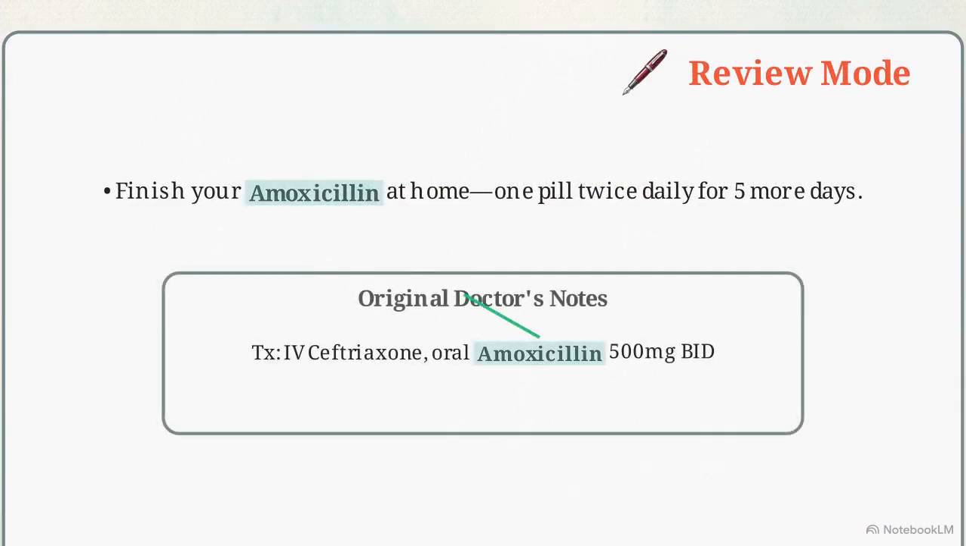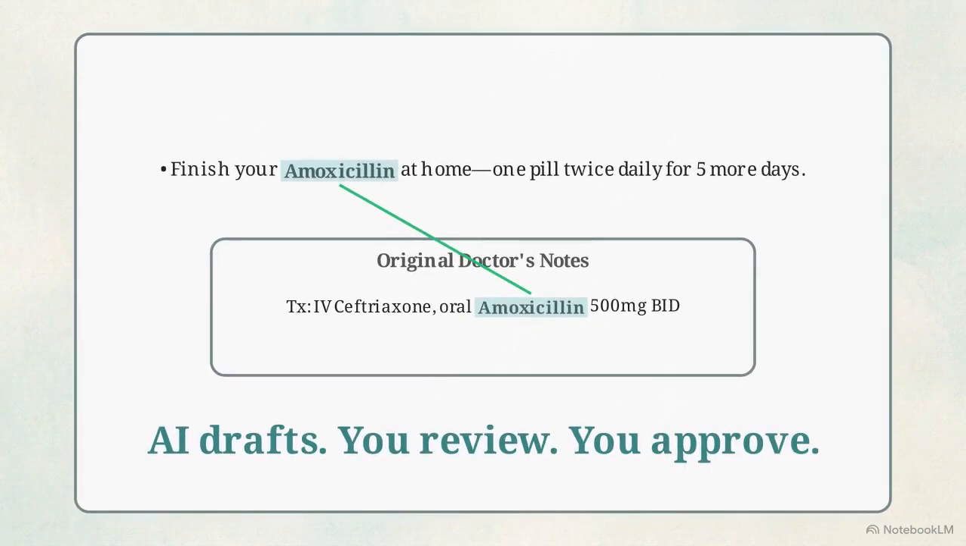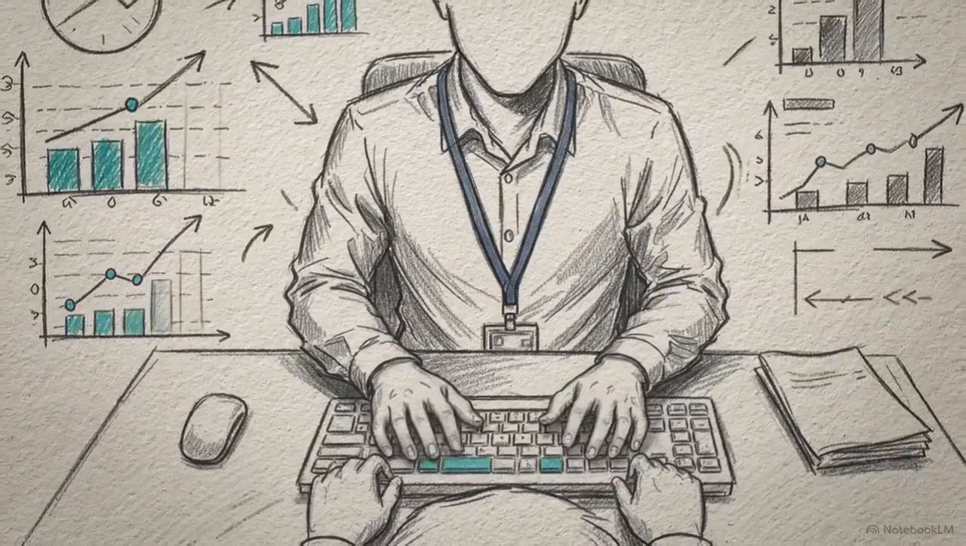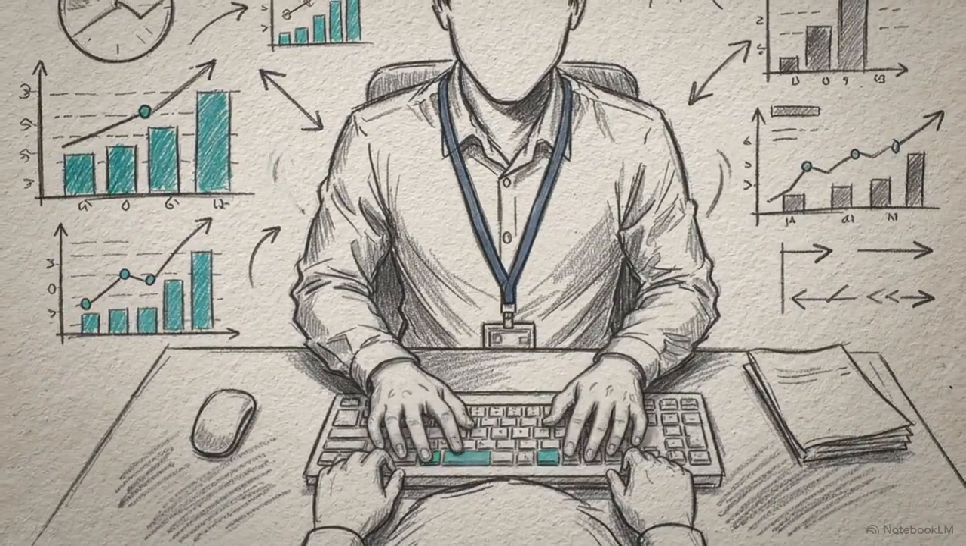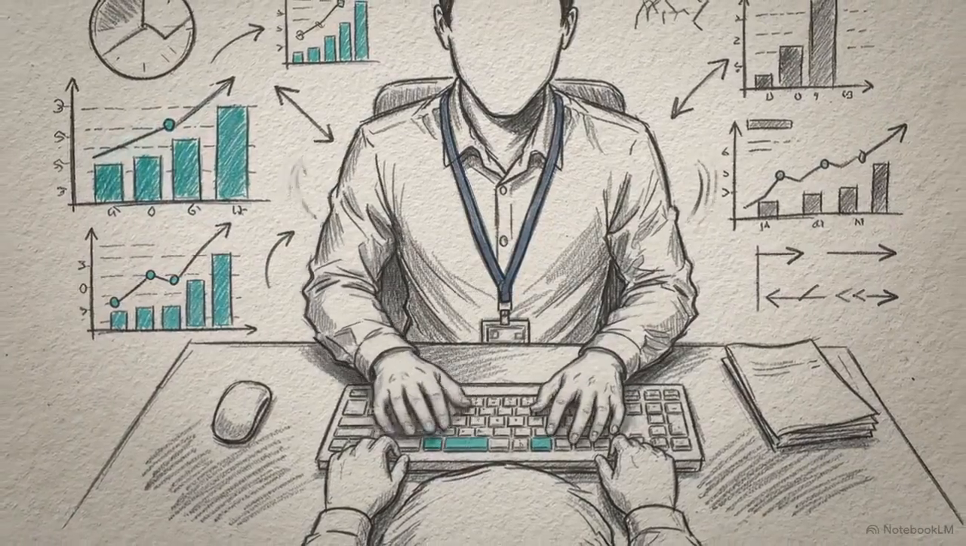You move to the polish phase. You manually cross-reference the output with your original notes, ensuring the AI correctly identified amoxicillin as the prescribed medication. Finally, you add the details the AI wouldn't know, such as your clinic's direct phone number for follow-up questions. By following this process, a task that once required 15 minutes of dense cognitive load becomes a 2-minute review process.